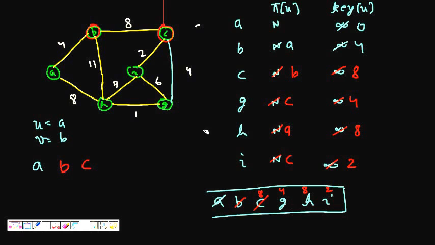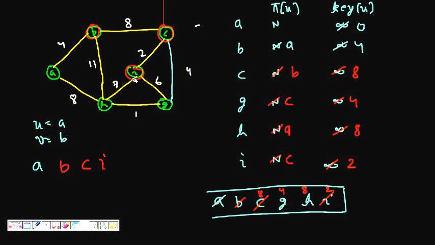So extract min again, while Q is not empty, we still have G, H and I. So the Q is not empty, so we will take G, H and I among them. I is the smallest. So we extract I, and from here we again try to traverse all its edges. C is out of the Q, we will not look at that. H and G, H is there, G is there.